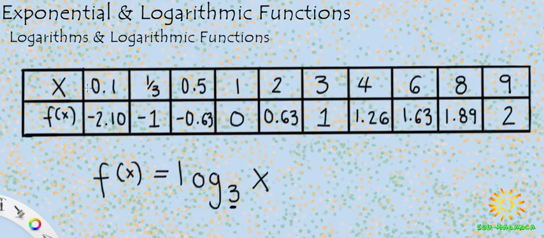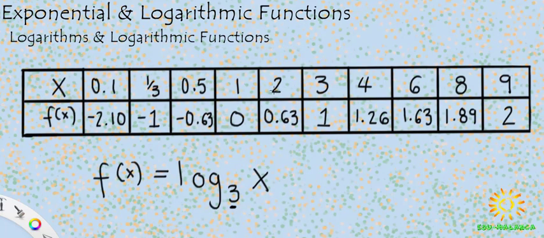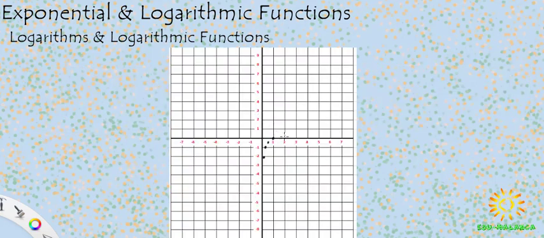Let's do the last decimal point. When x is 0.1, y is negative 2.10. So somewhere about there. Let's plot the whole numbers now. When x is 2, y is 0.63, and when x is 3, y is equal to 1. So when x is 2, y is 0.63, so somewhere about there. And when x is 3, y is equal to 1.